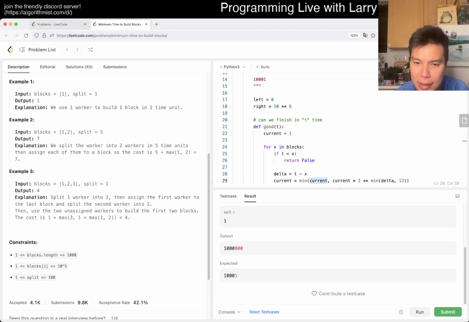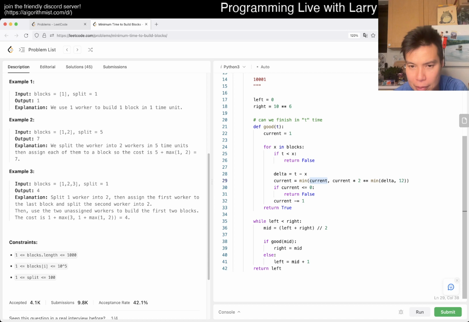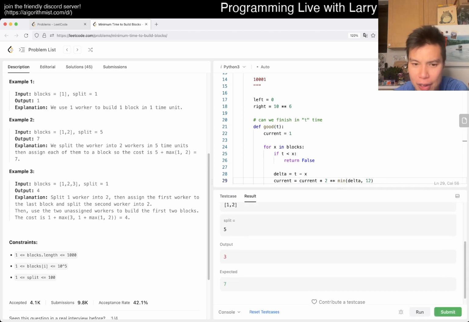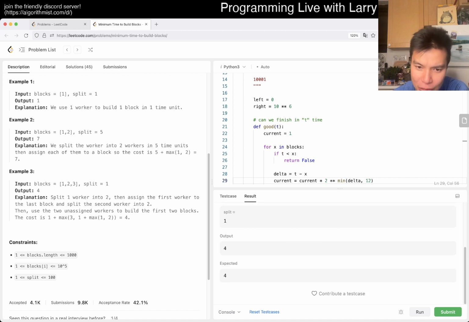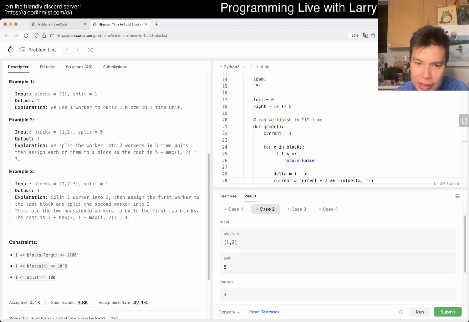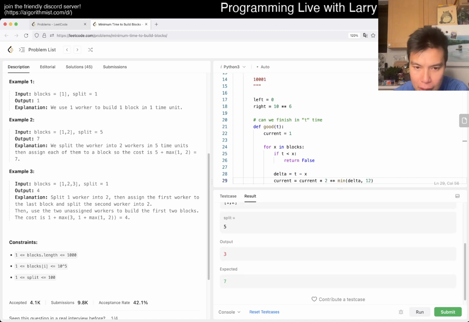Because it's saying that we keep on needing more time. Oh, this min current is wrong, that's why. I think I just confused myself. Why did I need min again? Okay, now we're good. I mean, we're not right yet, because this is still wrong, but that's fine.